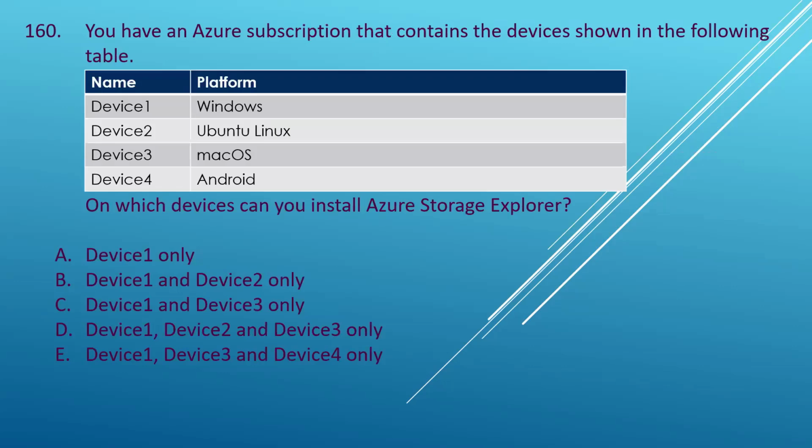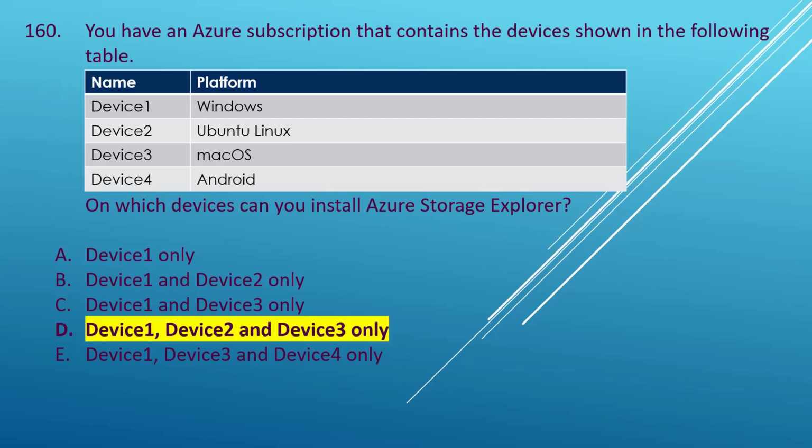Question number 160. You have an Azure subscription that contains the devices shown in the following table, and you have 4 devices named device 1, device 2, device 3, and device 4, and the platform for all devices is different. Device 1 is Windows based, device 2 is Ubuntu Linux based, device 3 is Mac OS, and device 4 is Android. On which devices can you install Azure Storage Explorer? Your options are: first, device 1 only; second, device 1 and 2; third, device 1 and 3; fourth, device 1, 2, and 3; and the fifth one is device 1, 3, and 4.